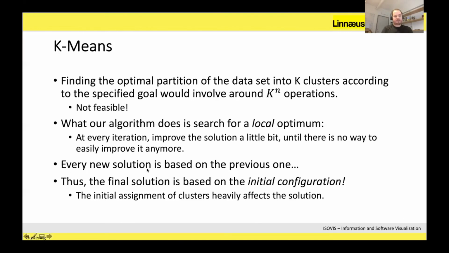And as you've seen before, every new solution is based on the previous one, right? It starts with a random one, then we have a little bit better one, then another one that's a little bit better, and so on. So of course the final solution is based on the initial one. If the initial one changes, the final one also changes. Sometimes you find the same local optimum with different initial guesses. But in general, a different initial guess will give you a different final solution, which is perfectly fine because complex problems usually have many different possible solutions that are a little bit better or worse than the other.